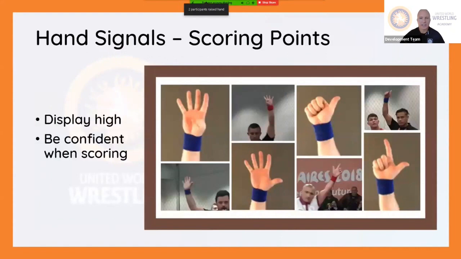The next part here is looking at the hand signals for the referees. There's different situations we have, and this first one up is just in fact of scoring points. So if you're scoring points, we want to make sure you display those high and be confident when scoring. We may not always get them right.